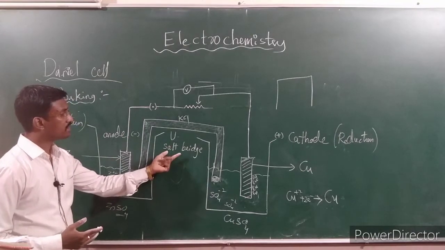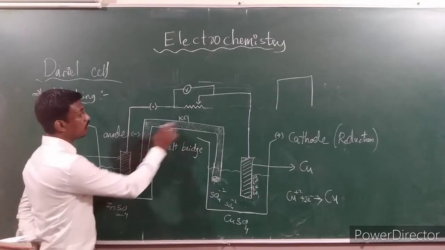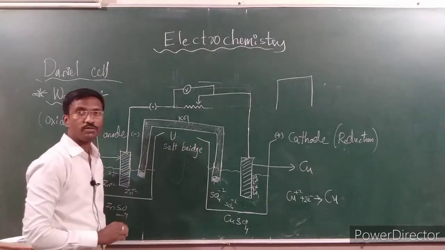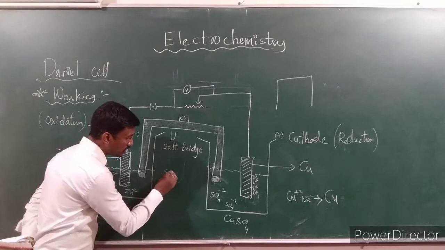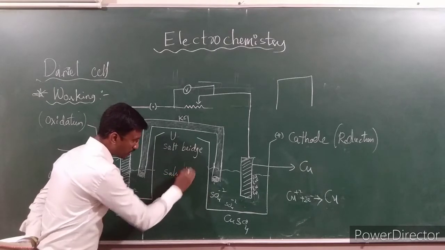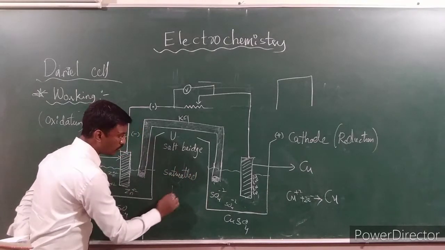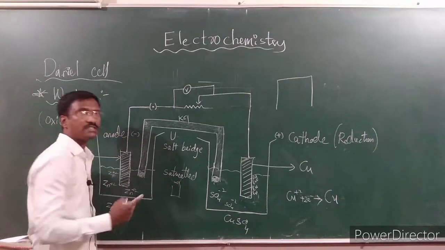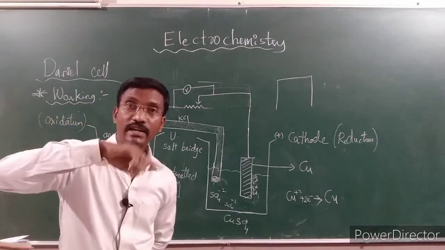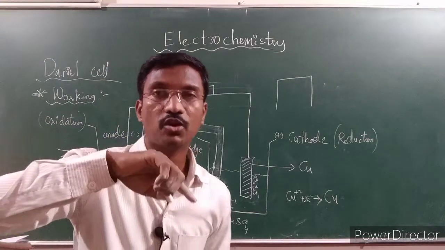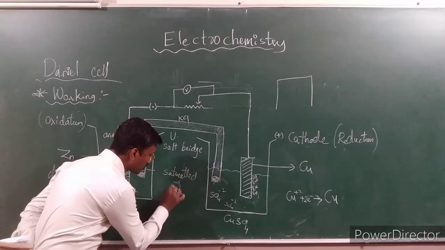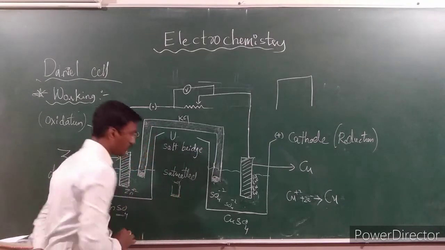What is the salt bridge? Salt bridge is nothing but an inverted U-shaped structure which contains saturated potassium chloride. What is saturated? If you take a glass of water, put potassium chloride in excess so that it completely dissolves, and the excess potassium chloride has to settle at the bottom.